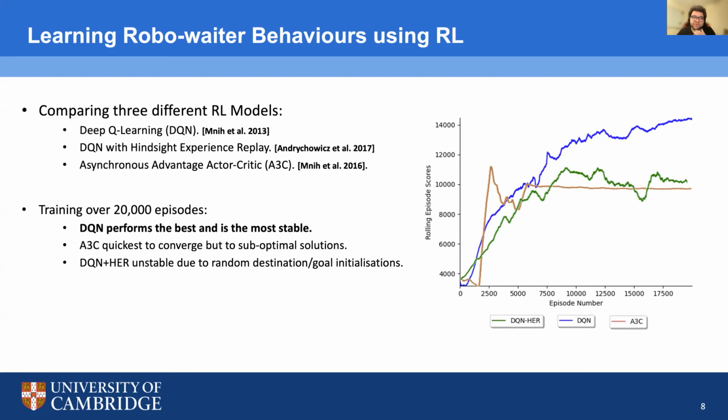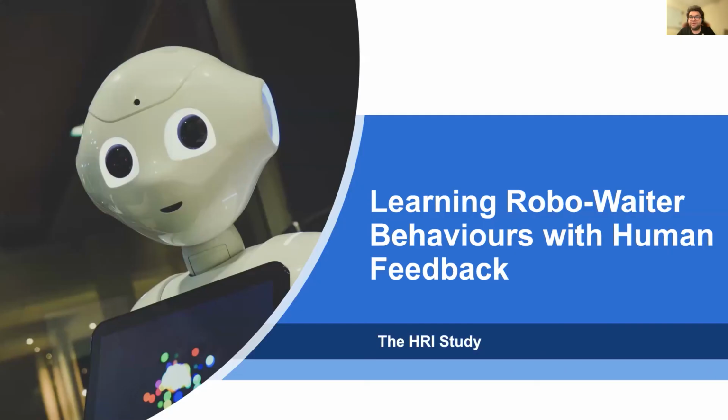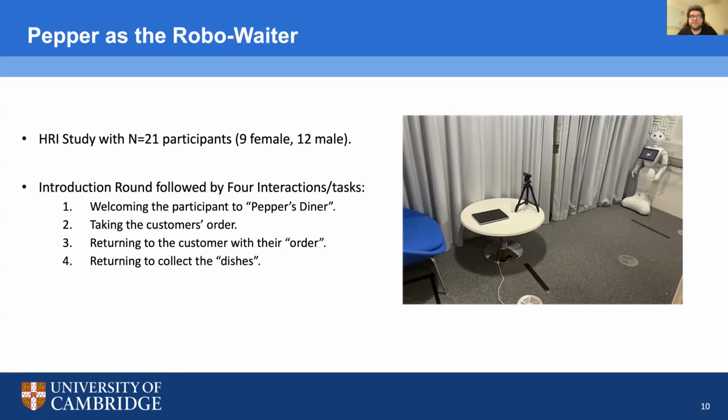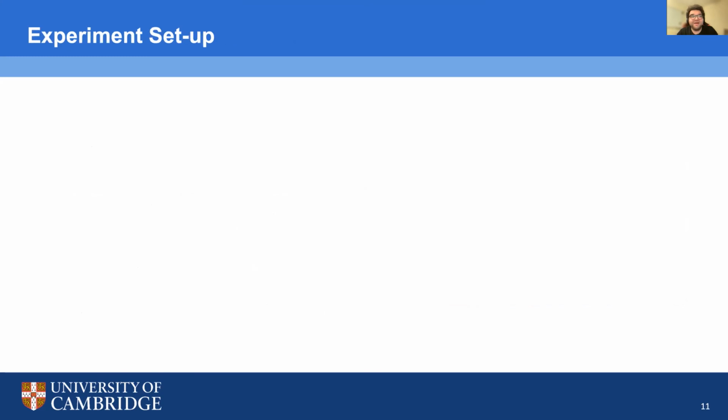So we use this DQN model to see if we can adapt to people's individual preferences and how they would prefer the robot to be. So we conduct an HRI study with 21 people where the robot has 4 tasks: welcoming people to the diner, taking their order, coming back with the order, and collecting the dishes later on. As this was during peak COVID, most of this was acted out and not actually done with dishes and food, but there was still a participant and the robot interacting with each other.